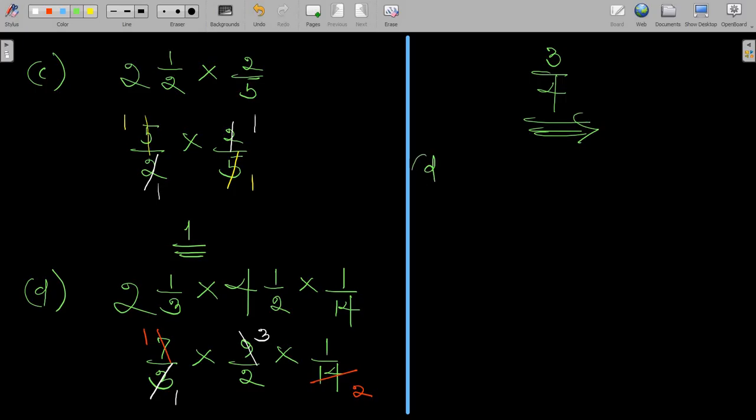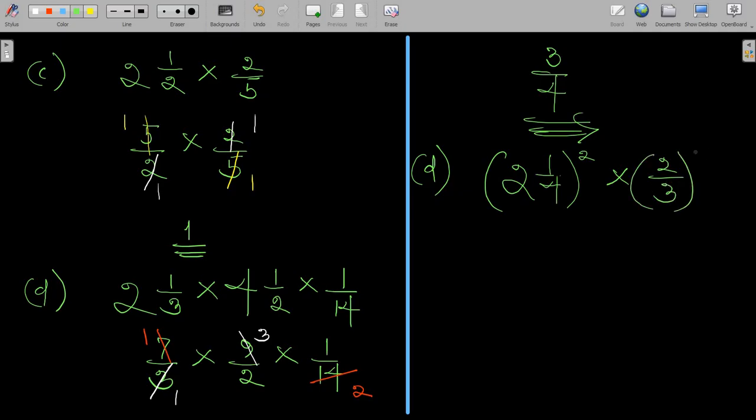Let's take the D part of the question. If you are given something like this, which is 2 whole number, 1 all over 4. Let me add a square to it. Now times, this is 2 all over 3, all raised to power, let me say power 3. So let's move on.